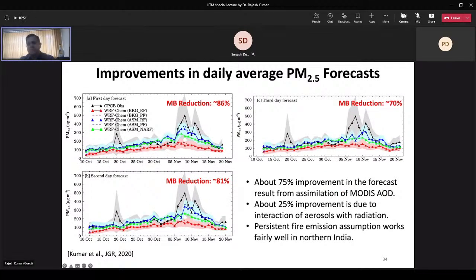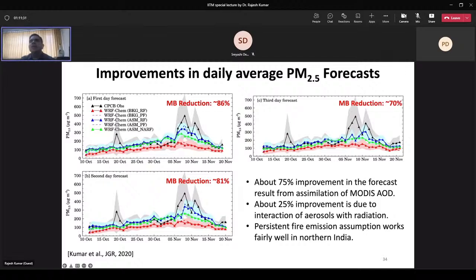Here, this is a busy figure, but I will try to go quickly through it. In black, we have CPCB observed PM2.5 at 24 stations in Delhi. In blue, we have the WRF-Chem experiment with the assimilation, and we also allow aerosols to feed back to the radiation. The red curve is the WRF-Chem experiment without assimilation, but we still allow aerosols to feed back to the radiation. The green curve is the WRF-Chem experiment with MODIS AOD assimilation, but we do not let aerosols feed back to the radiation.